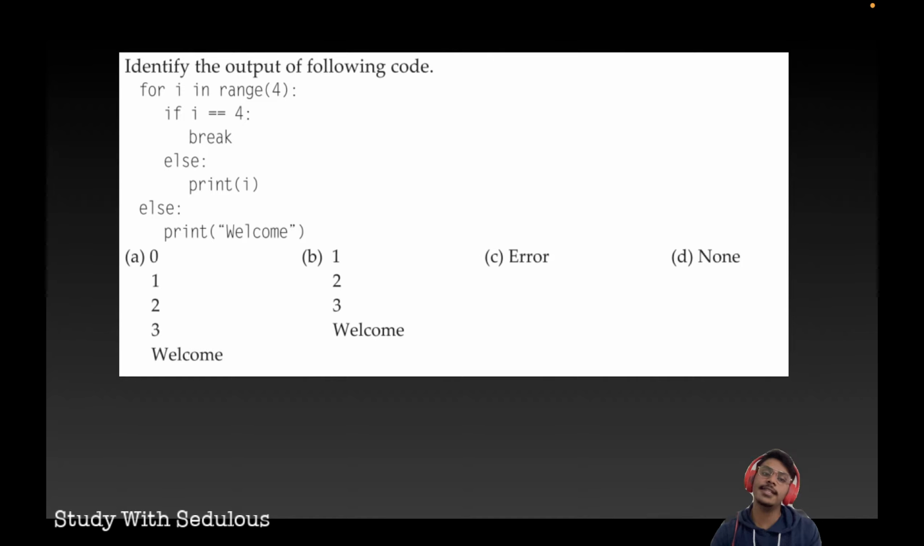If i is equal to 4, for i 0, it's not 4, so print i. It'll print 0. Then 1 will be printed. Then 2 will be printed. Then 3 will be printed. Then 4? Because i goes 0, 1, 2, 3, 4. Will it be printed, right? 4 equal to 4. Welcome. No. It'll break off and welcome. So our option A should be the correct answer.